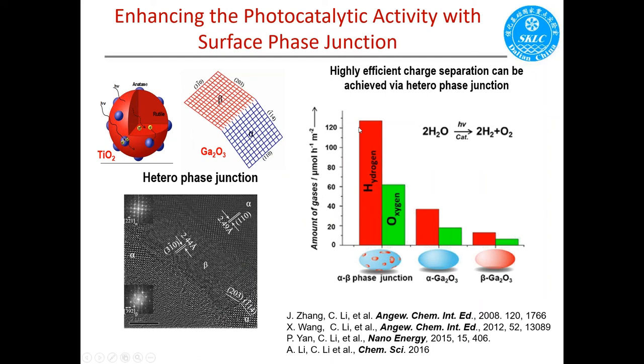So in the following slide, I will show you how we use this technique to understand the charge separation on a photocatalyst. Our group previously found that if you form a phase junction on the surface of a semiconductor, something like the rutile and anatase structure on the surface, and for gallium oxide, you can form the alpha-beta phase junction on the surface. If you have this kind of mixed phase on the surface, you'll see that the photocatalytic performance is greatly enhanced.